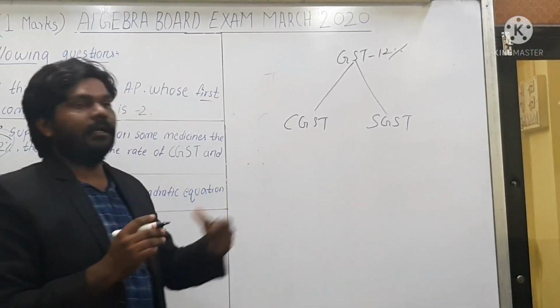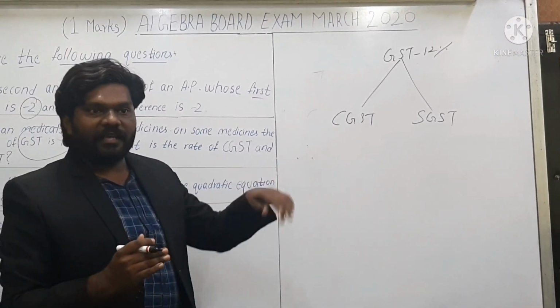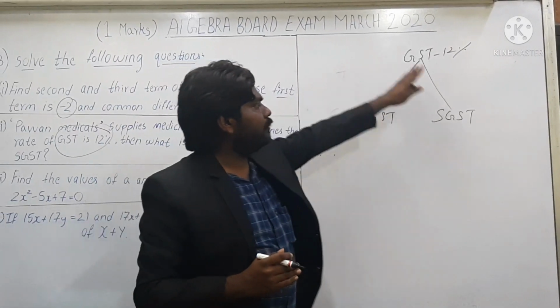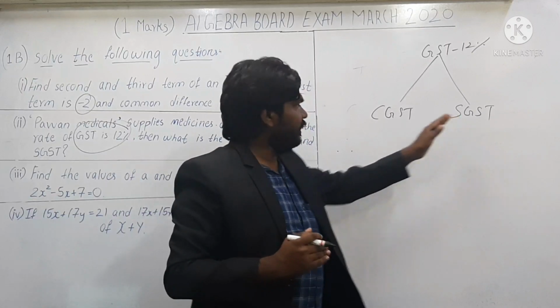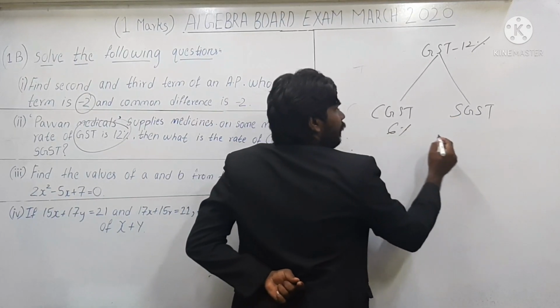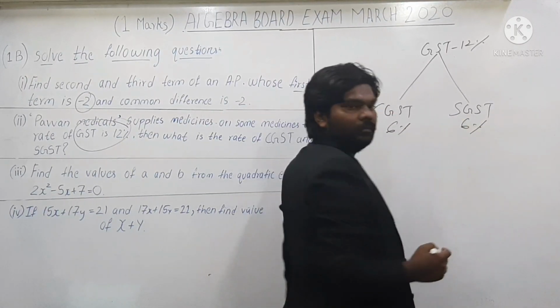That is central government, state government. Half tax goes to the central government, half tax goes to the state government. So it is 12 divided by 2, right? So CGST is how much? 6%. And SGST is also 6%.